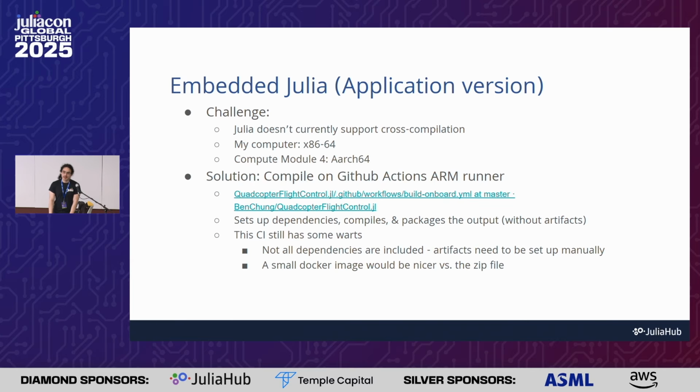My computer that I did this work on is x86-64, and the Compute Module 4 is running AArch64 ARM. The solution that we came to was we compiled this using a GitHub Actions ARM runner. If you're interested, the GitHub CI setup is available online. I'll have this again at the end of the talk if you're interested. This sets up all the dependencies and compiles it with some caveats that I'll talk about at the end. In particular, you have to set up the artifacts by hand, and it would be nice in the longer run to produce a Docker image that you could just set up and run that has everything built in.